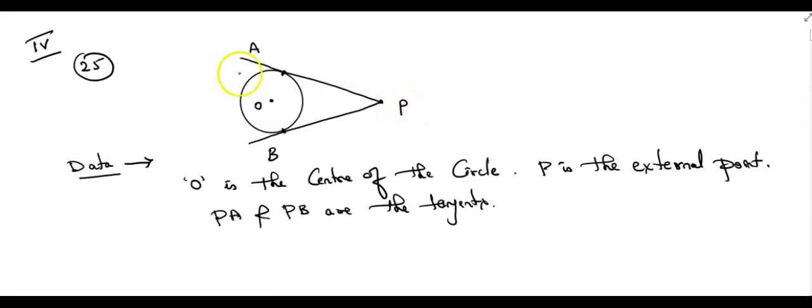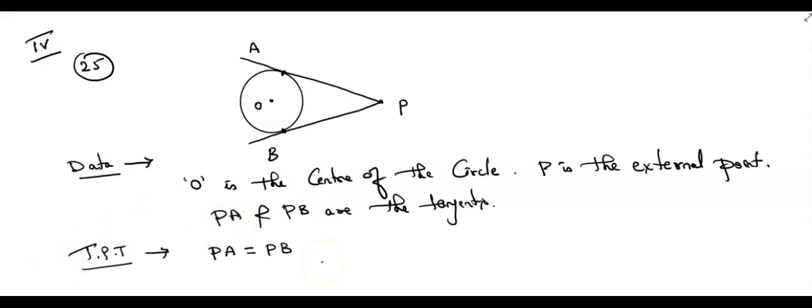Prove that the tangents drawn to a circle from an external point, we have to prove this, both the tangents. To prove that, we have to prove that both the tangents PA and PB are equal. Now our final answer should be PA is equal to PB. Okay, let me prove this.